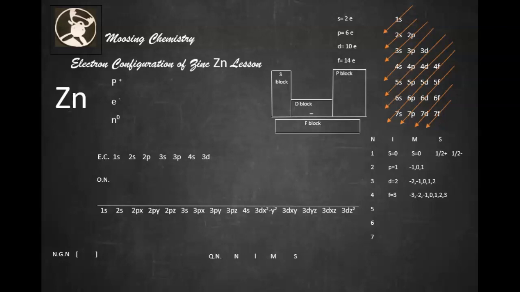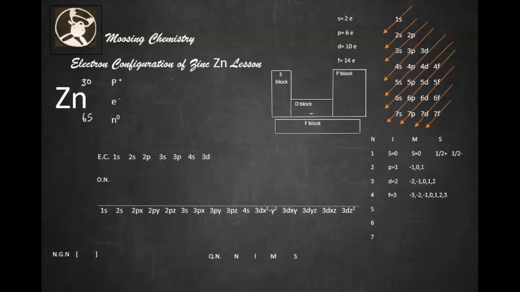This is electron configuration of the element zinc, Zn. When we look on the periodic table, zinc is number 30, right? So it's going to have an atomic number 30. Its atomic mass unit is going to be 65.